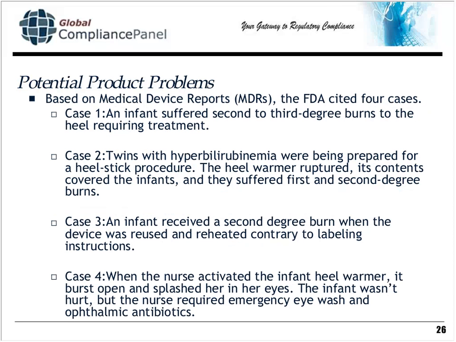In the second case, twins with hyperbilirubinemia were being prepared for the heel stick procedure, and the heel warmer ruptured. Its contents came out and covered the infants. Now, it's non-toxic material, but it's hot. Right? It's designed to get hot to warm up the baby. Now, this is a case in which the burst strength would normally have been tested as part of the process validation. Right? But you can't do a burst test on every device before you ship it because that would destroy the device. So that's why it requires process validation.